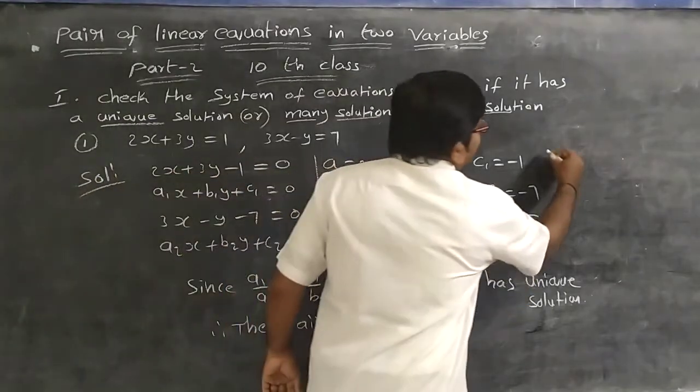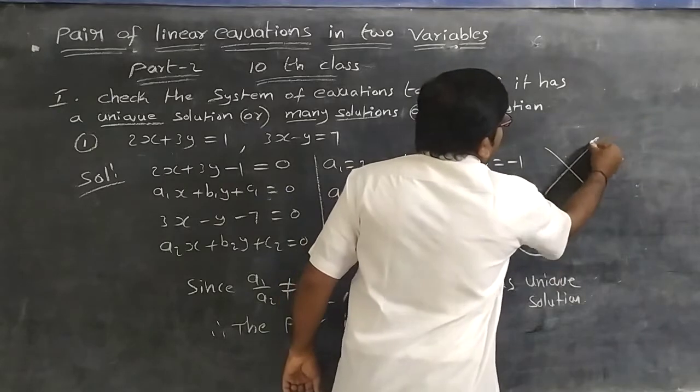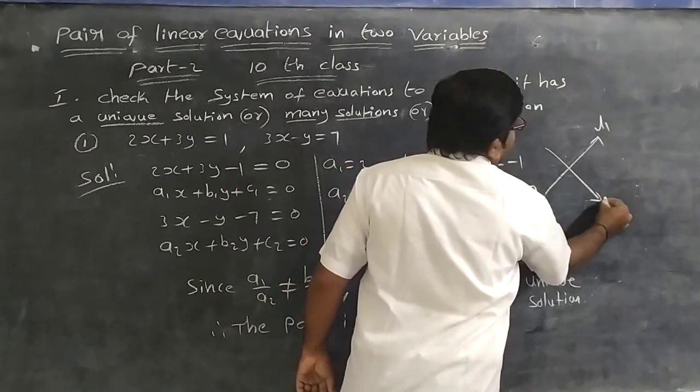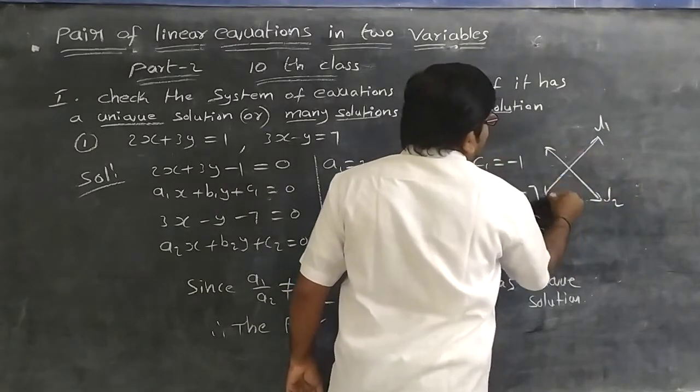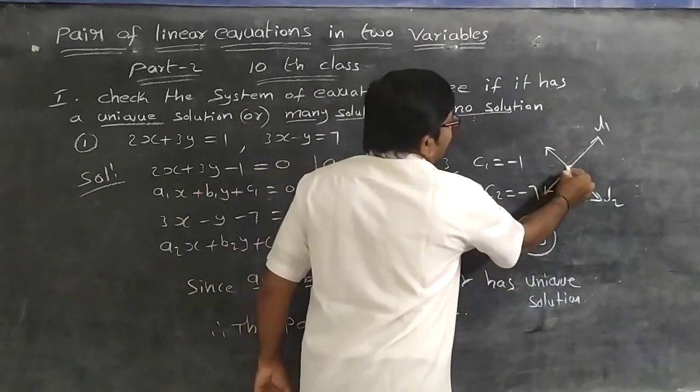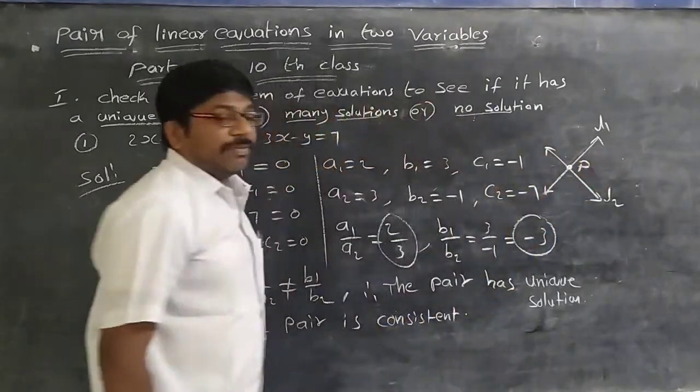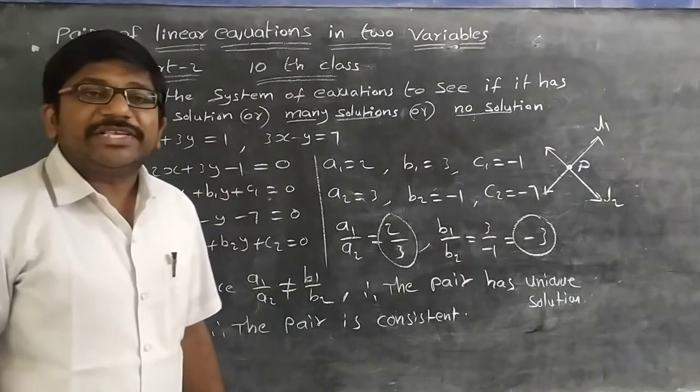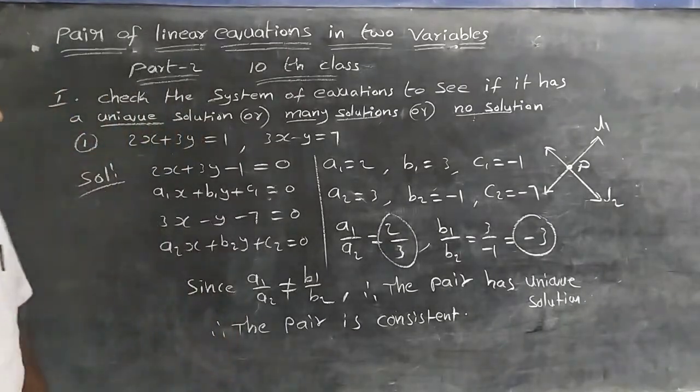The two lines look like this: it is L1 and it is L2. So the two lines intersect at one point, which means the point is the unique solution.